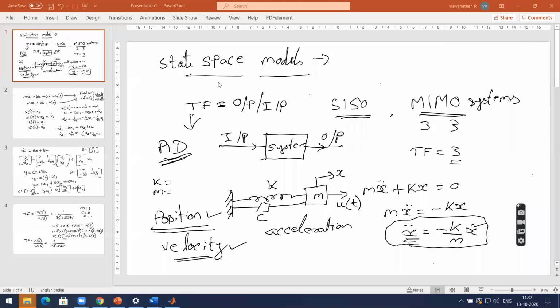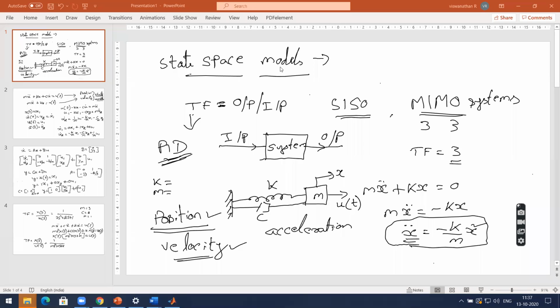Yesterday we were discussing state space models. The difference between a state space model and a transfer function is that a transfer function can have only one single input and one single output, so you can use it only for such cases. If you have multiple inputs and multiple outputs, you need many transfer functions. That will make control system design difficult. So to make it simpler, you use a state space model.